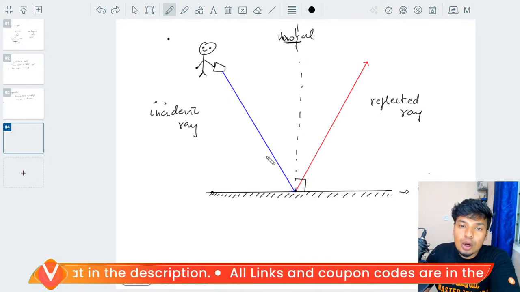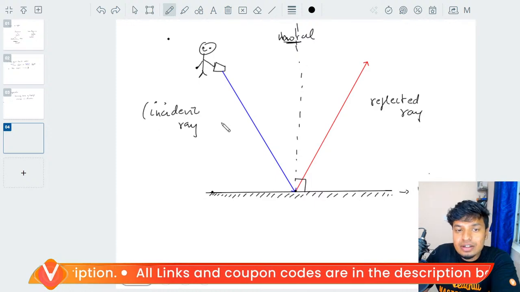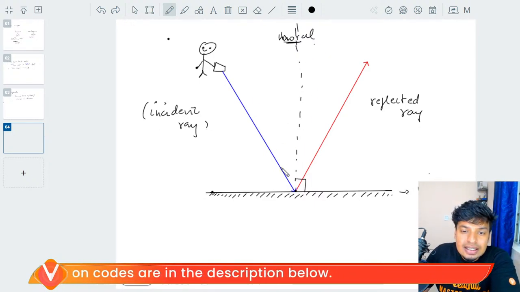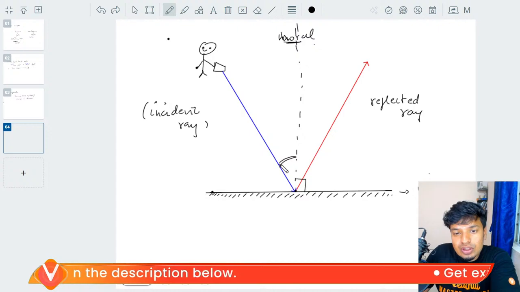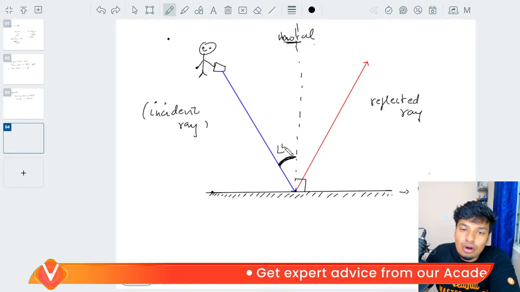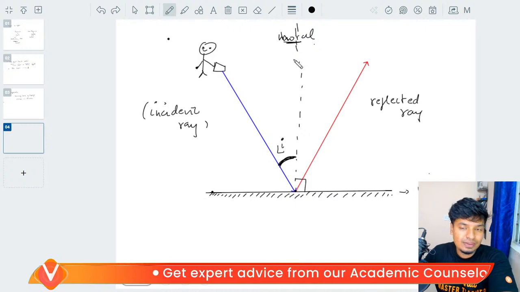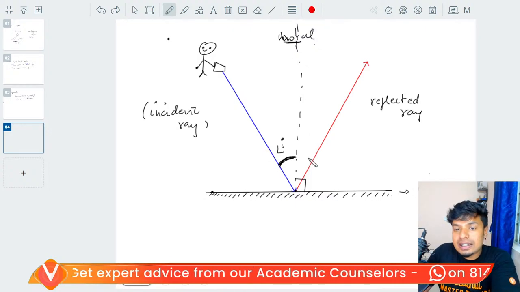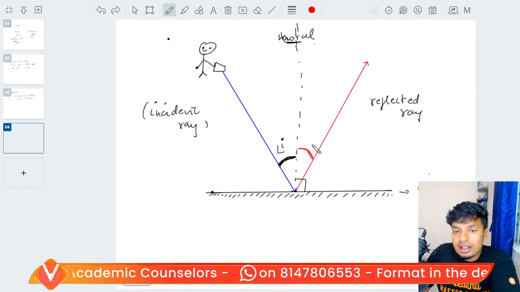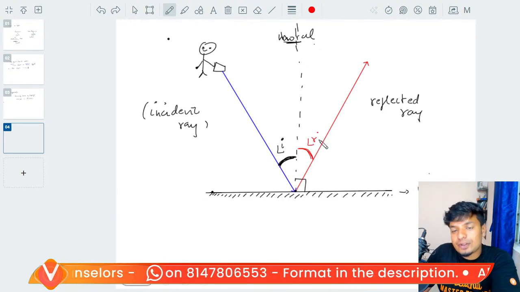Cool then. Now, you can see that the incident ray is forming an angle with the normal, that is this angle. So this angle that it is forming with the normal is called the angle of incidence. Now, you can see the reflected ray is also forming an angle with the normal. That will be the angle of reflection.